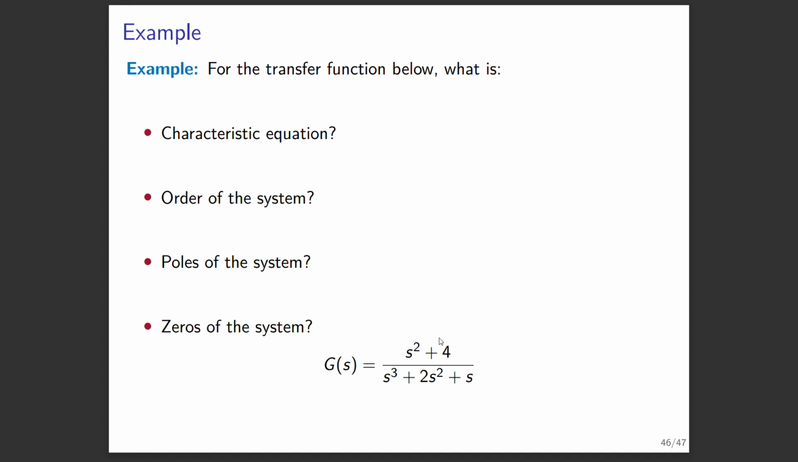Finally, we are going to have an example. We are given this transfer function and we are being asked what the characteristic equation, order of the system, poles of the system, and zeros of the system are. Next slide is going to include the result or the answer. Please think about it first. What's the characteristic equation, the order, poles, and zeros of the system before going to the next slide.